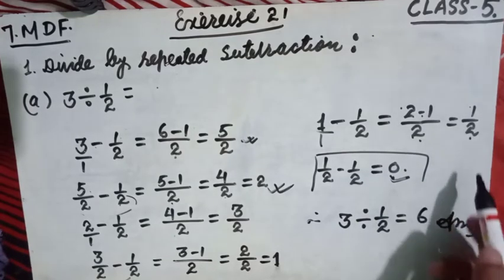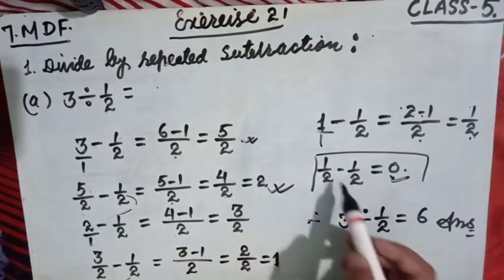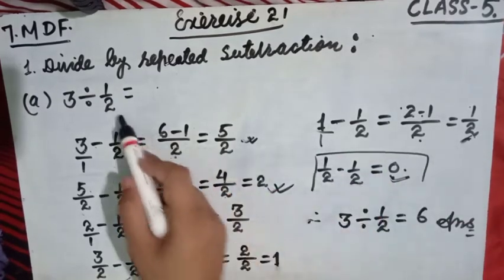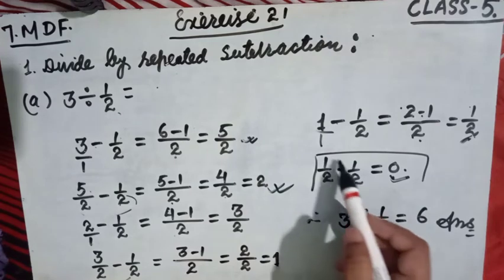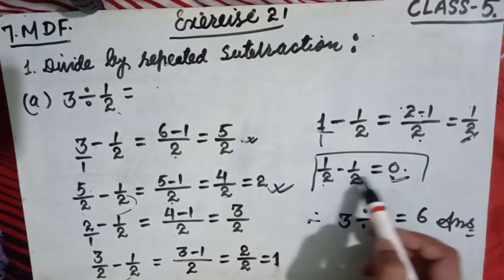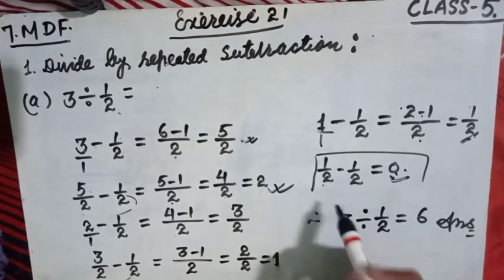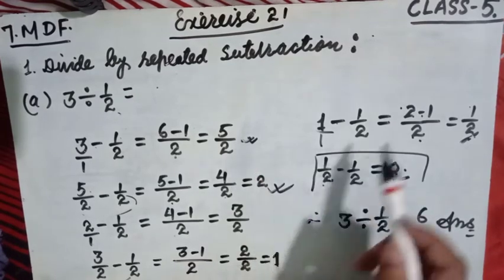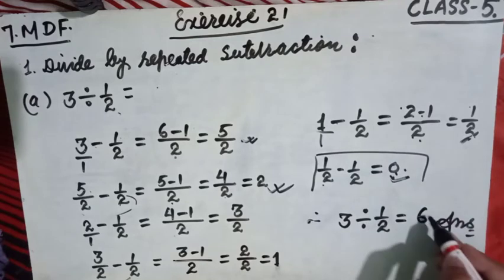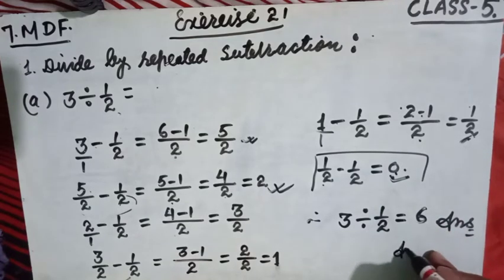Then once again we have to subtract this half from this half. Here is the half, here is the half. So half minus half, the same number with different signs, is 0. Hence we can say that the answer is 6, in 1, 2, 3, 4, 5 steps and 6. So the answer is 6. Okay, I hope you will understand.